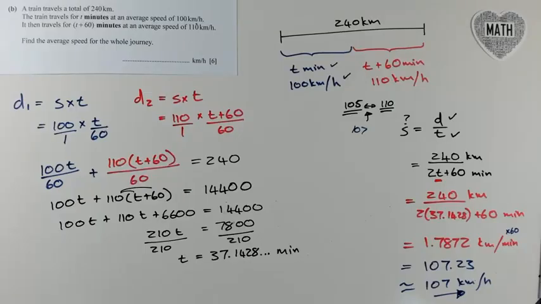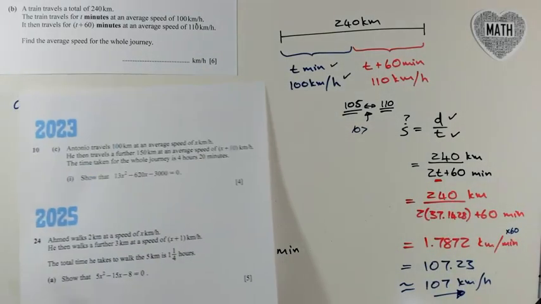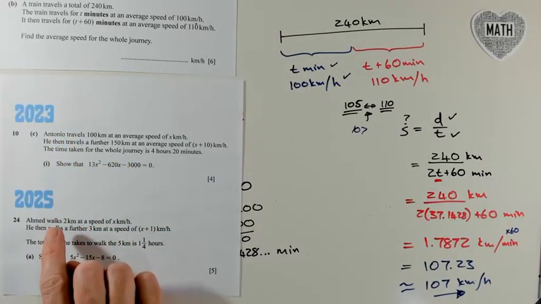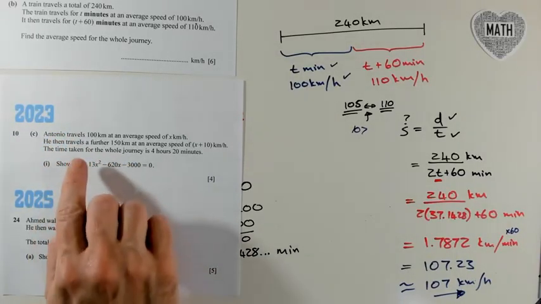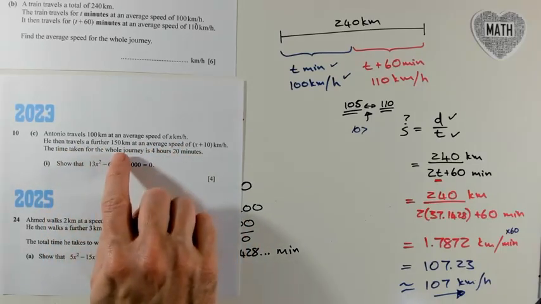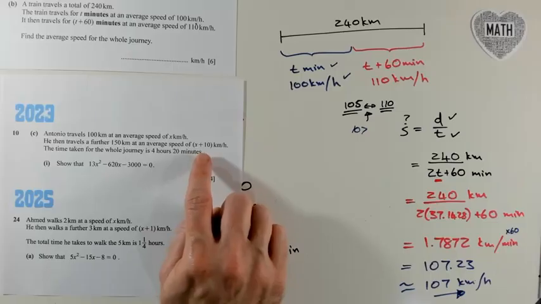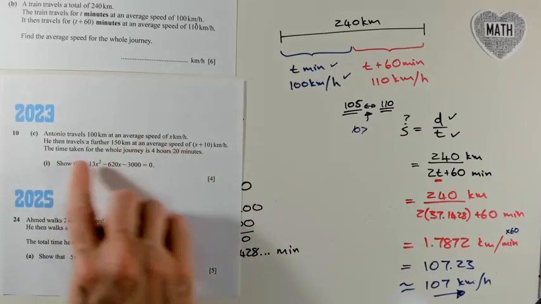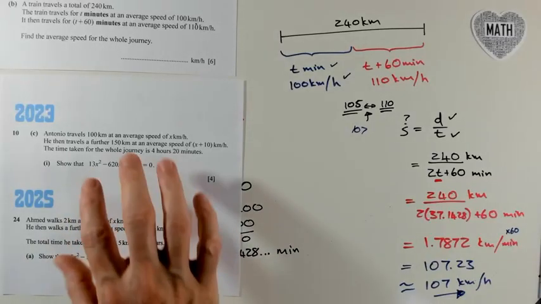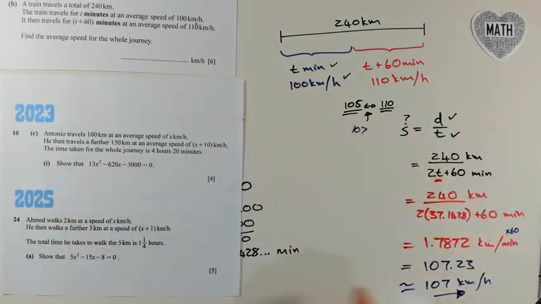But just for interest's sake, I would like to know. Just as a side note, other versions of this question did hint in 2023 and this year, 2025, with these types of questions saying there's someone traveling 100 kilometers at an average speed of X, and 150 at a speed of X plus 10. And this is a lot easier to do because they're saying "show that." So these are easier questions.